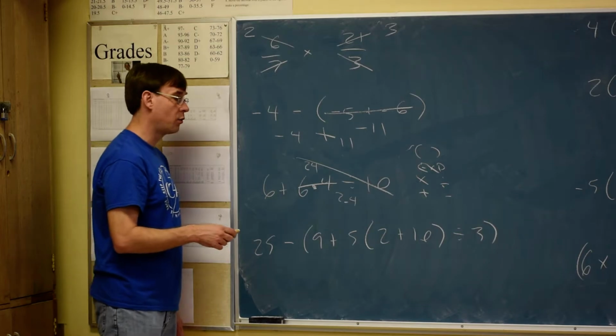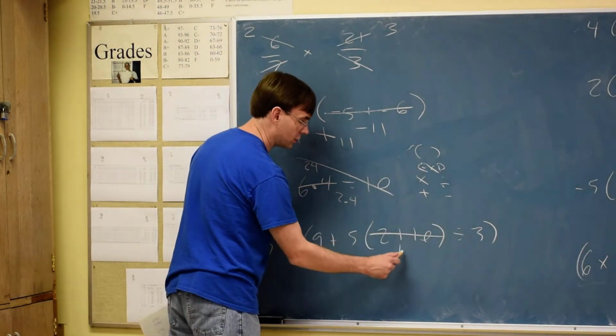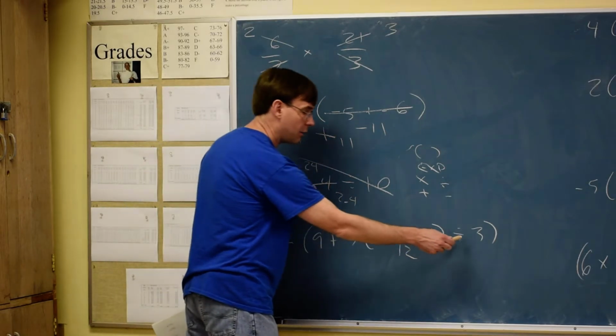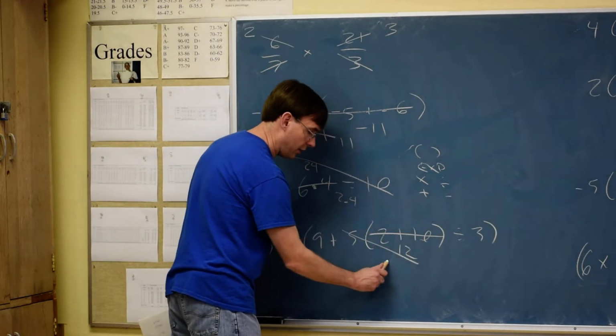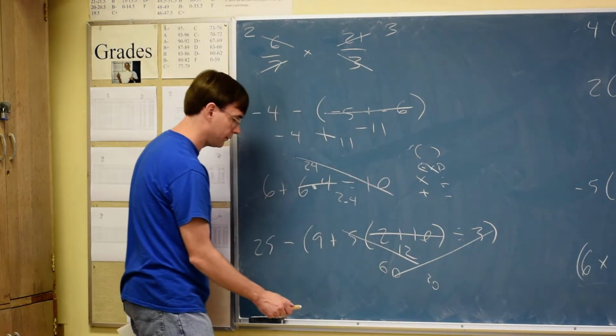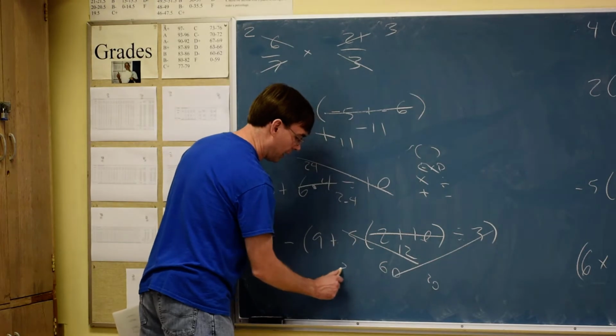17, we want to work with parentheses first, so this is 12. Then I have a multiply tied with a divide. So I'll multiply on the left, which is 60. Divide to get 20. 9 plus 20 is 29.